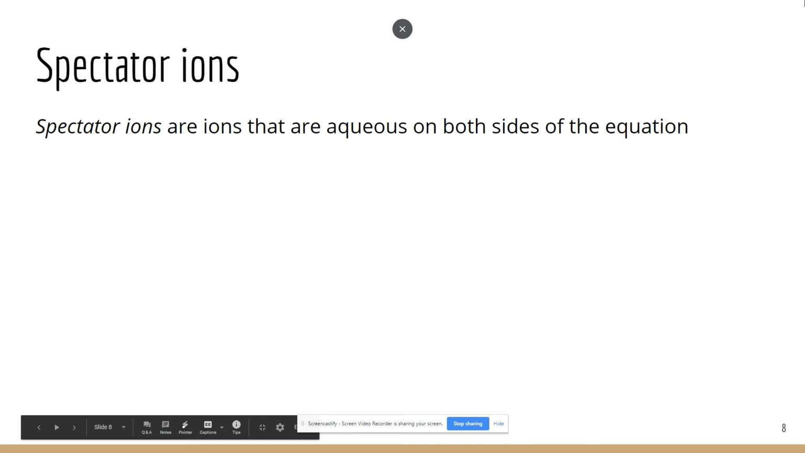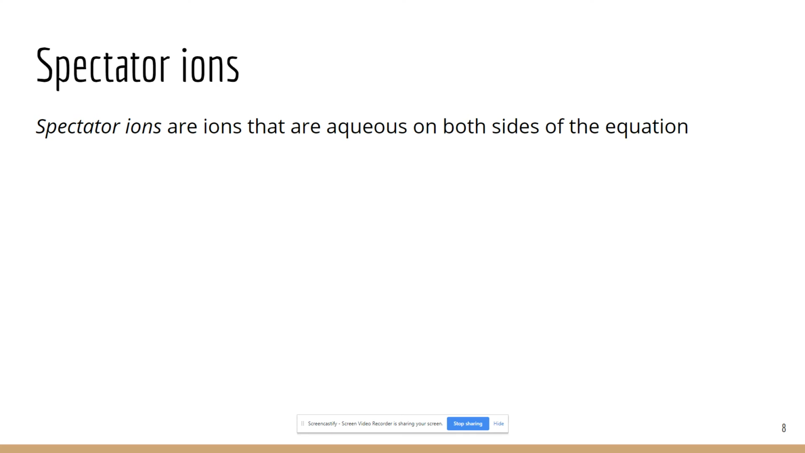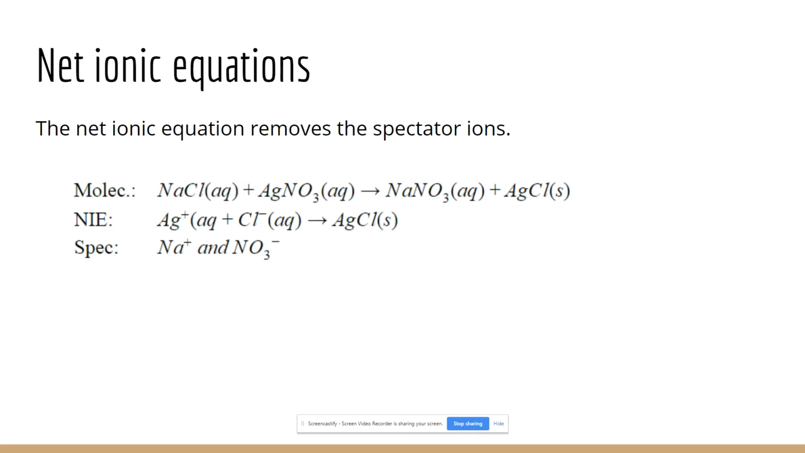Pause here. So spectator ions are called spectator ions because they're not really participating in the reaction. So the ions that are not forming the solid, so they're aqueous on both sides, are spectator ions. Pause here. And then for the net ionic equation, we just remove the spectator ions. So I have the example that was there before, the one we solved, or actually, no, I don't. That's just a very similar example.